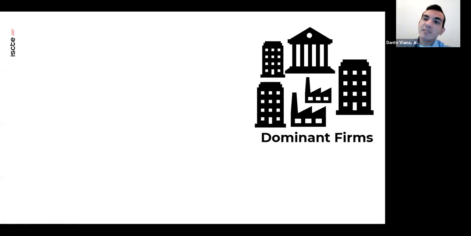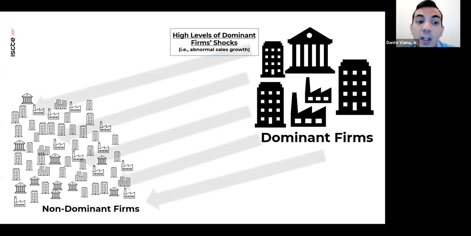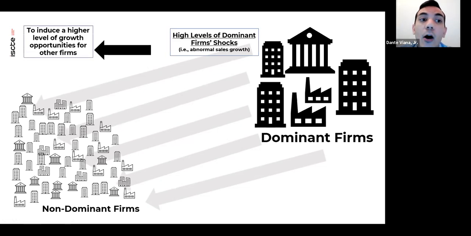So our main expectation, as I mentioned, is that dominant firm shocks can affect non-dominant firms, right? Specifically concerning earnings management of non-dominant firms. And so we have two main arguments to sustain this expectation. The first one is that when dominant firms present high levels of shocks, those shocks can affect the opportunity growth of other firms, of non-dominant firms. And we have several channels through which shocks can affect non-dominant firms.